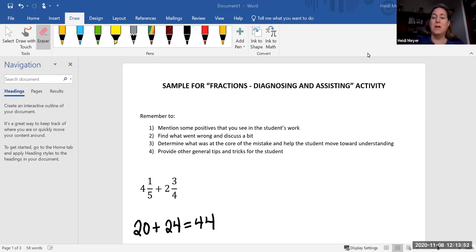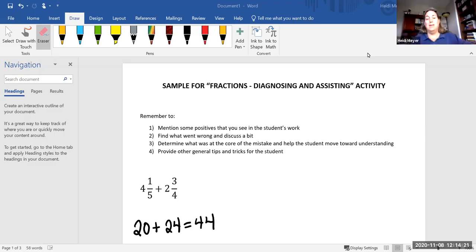And the first is that we're going to mention some positives that we see in the students' work. The second is that we're going to find what went wrong and discuss it a bit, perhaps work out the problem correctly. The third is going to be determine what was at the core of the mistake and see if we can help the student move toward understanding. And fourth, provide some general tips and tricks for the student, just in general. How do I remember how to do this correctly instead of incorrectly?